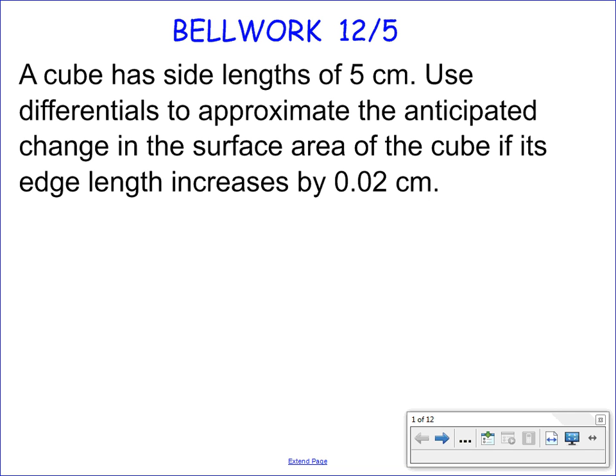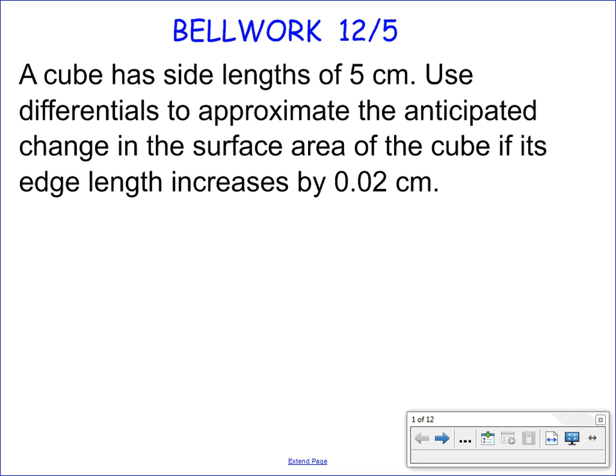Welcome, ladies and gentlemen. Let's take a look at our application of differentials for our Bellwork today. Suppose that a cube has side lengths of 5 centimeters. We'll use differentials to approximate the anticipated change in the surface area of the cube if its edge length increases by 0.02 centimeters.